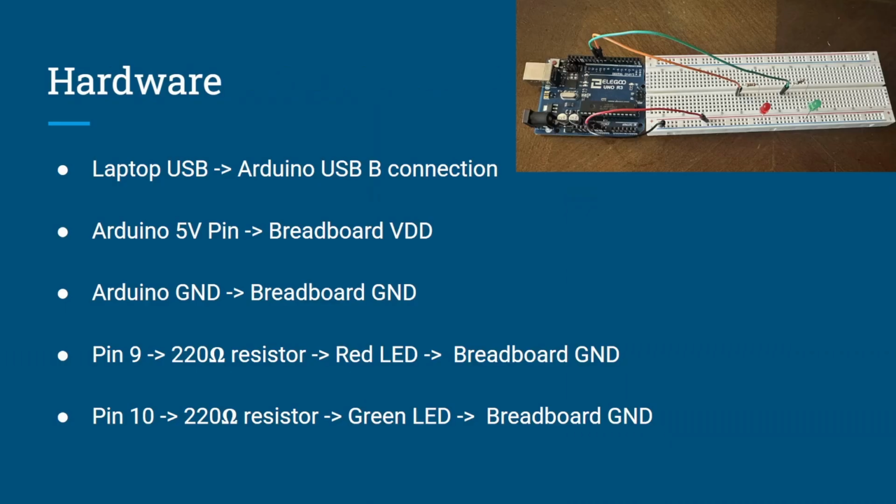And so this is the hardware. I have my laptop USB, which plugs into the Arduino serial connection. And then I have the 5 volts attached to my breadboard, 5 volts. I have the Arduino ground attached to my ground. I have pin 9, which is attached to a 220 ohm limiting resistor, which is then attached to a red LED that goes to ground. Then I have pin 10, which is attached to another 220 ohm limiting resistor. That's attached to a green LED that goes to the breadboard ground. And you can see in the top right corner, that's the image of my actual build.